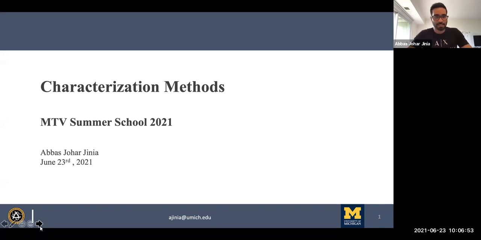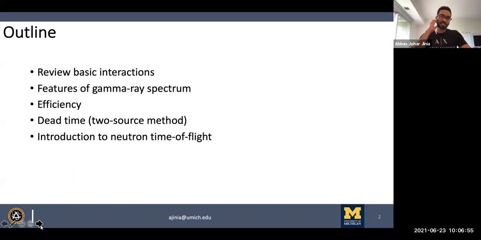Perfect. So let's get started. So today's class, we're going to be covering the following topics. I know there was a class on gamma interactions and physics of neutrons, and we talked about some interactions. So we'll start with reviewing those basic interactions from our previous class. And then we will dig more into detectors and characterizing the detectors.